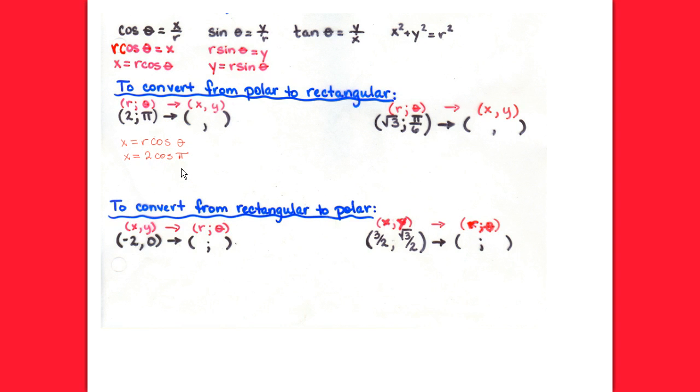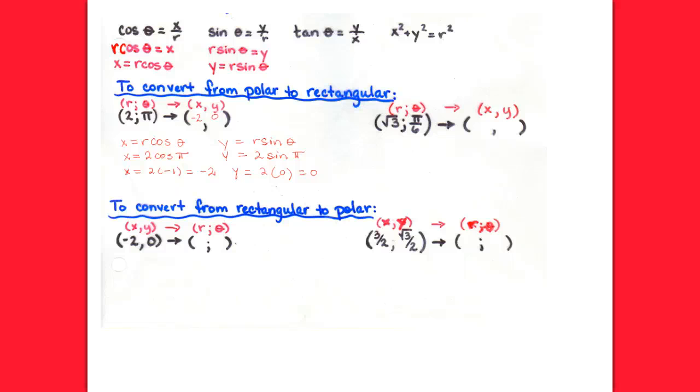Now, you may remember those values like cosine pi. If not, you're welcome to throw those into your calculator. So cosine at pi is -1. Be sure you're in radian mode if you're using your calculator. And so 2 times -1 is going to give us -2. All right, now we need the y value. So the formula they gave me is y is equal to r sine theta. So let's put 2 in for r and pi in for theta. Sine at pi is 0. So 2 times 0 will give us 0.